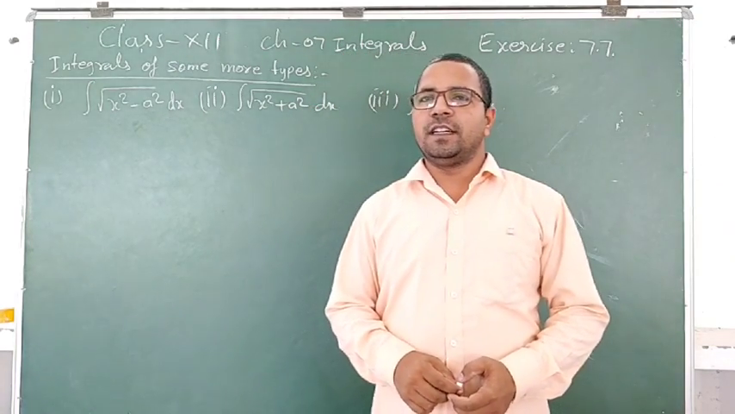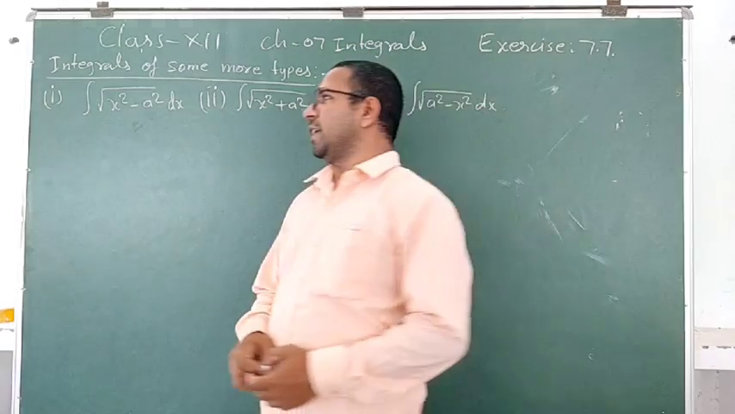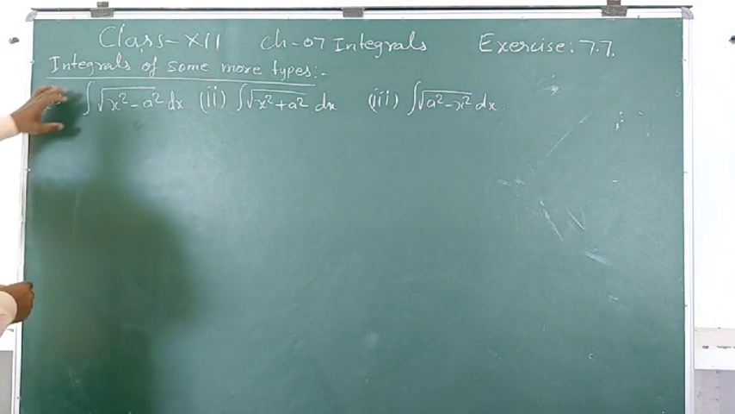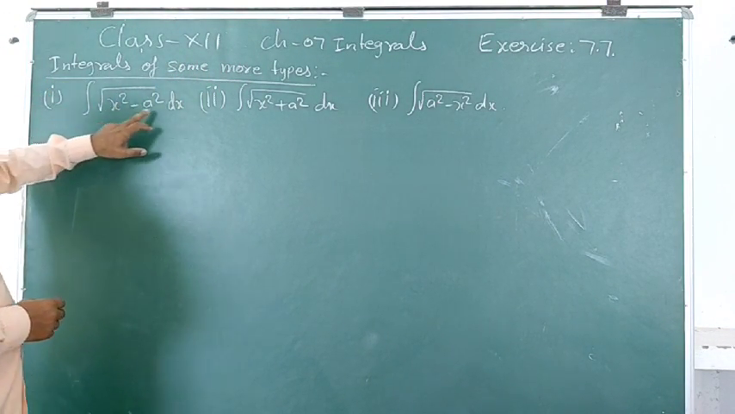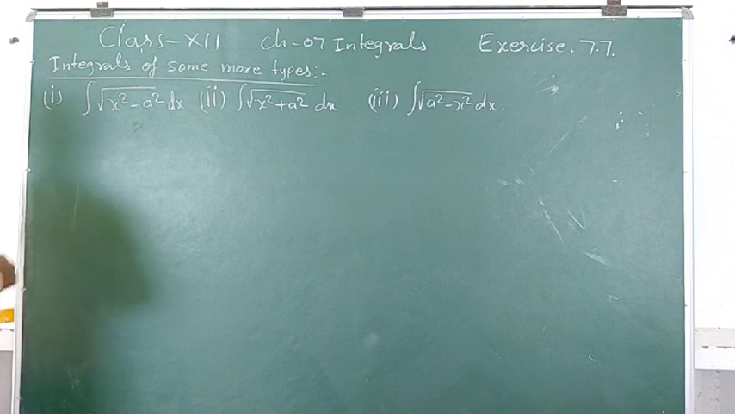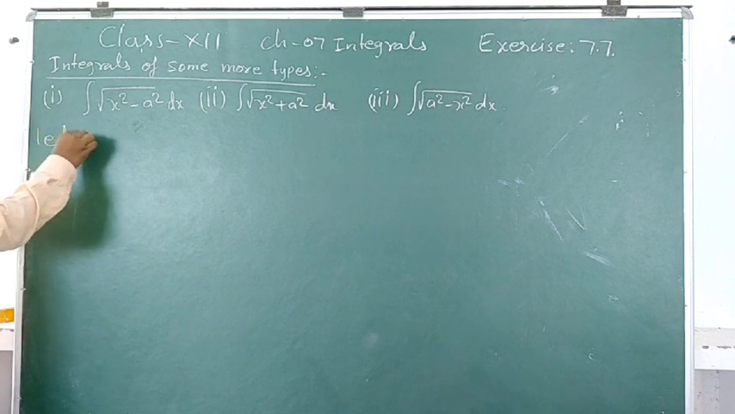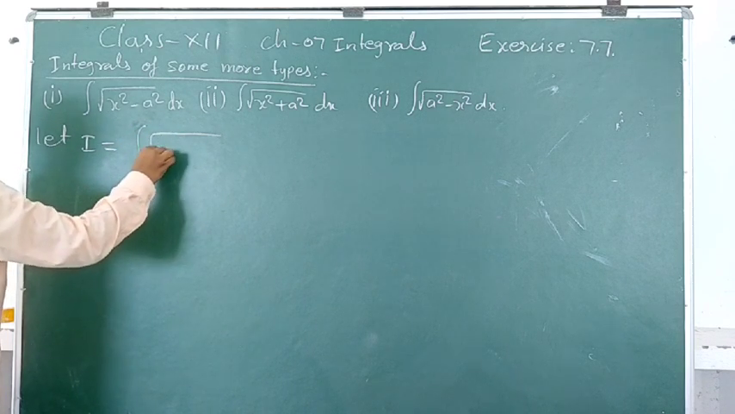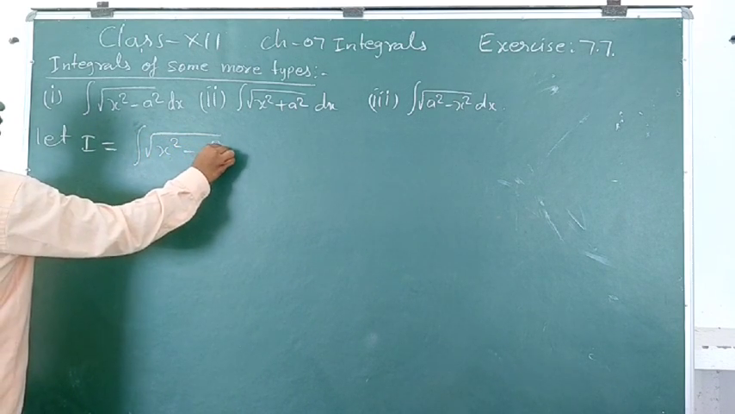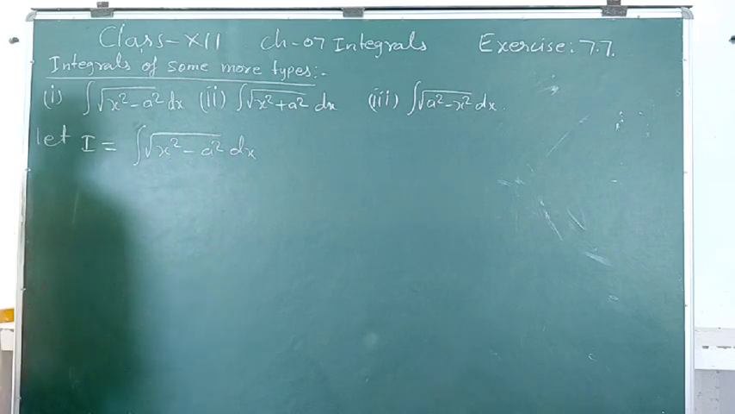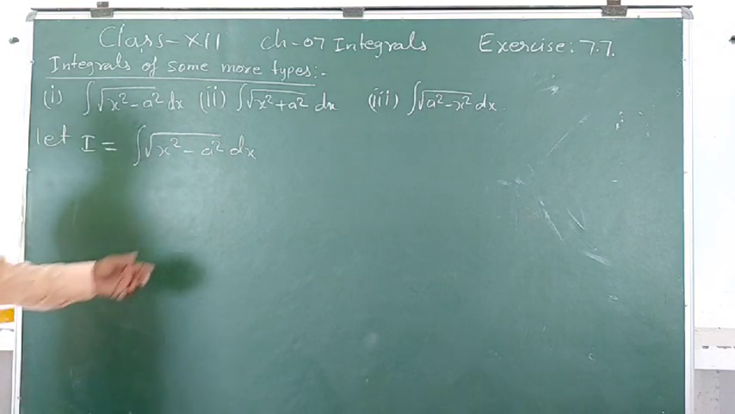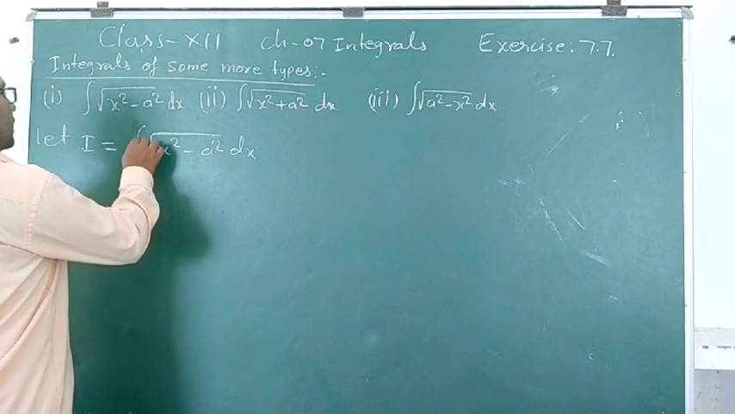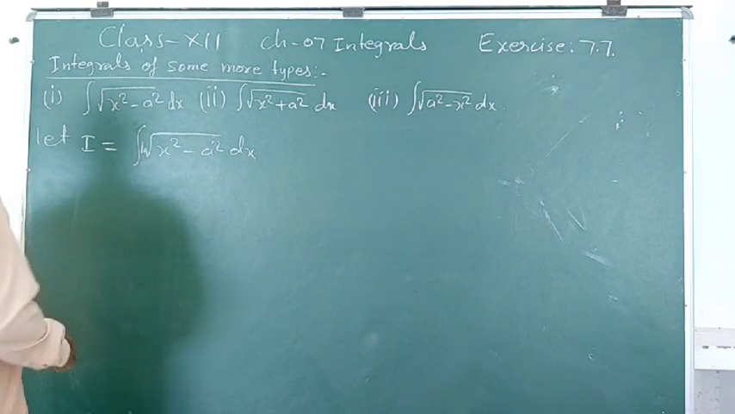This type of integrals, the special types of integrals. So, integrals of some more types. That is the first question. Root x square minus a square is given here. So consider this one as: let I is equal to integral root x square minus a square dx. Now students, what can we do here? Generally, we will use integration by parts here.